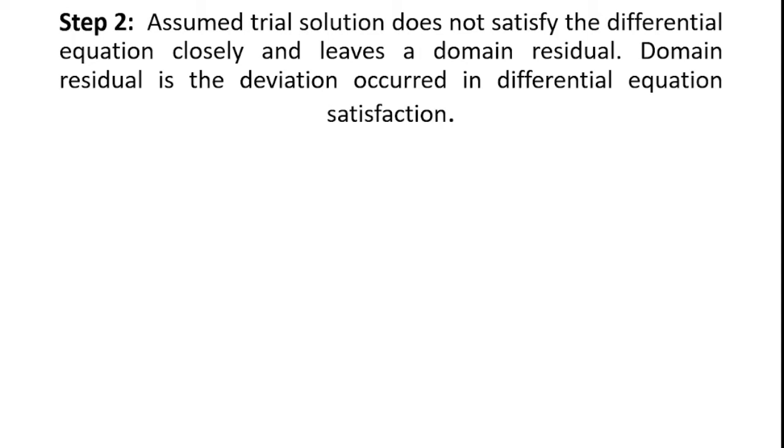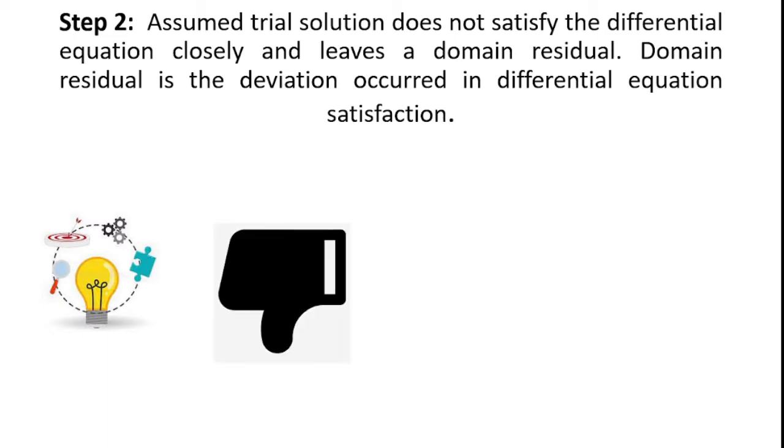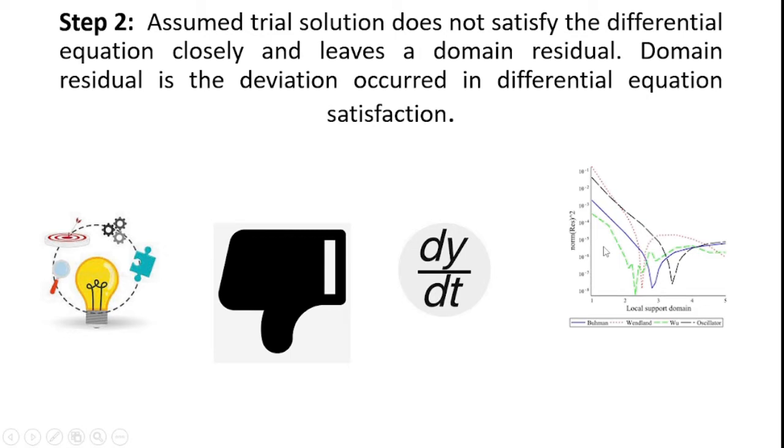Here I consider the word domain residual, which is the error available with our developed mathematical model of the finite element methodology. The domain residual is the deviation occurring in differential equation satisfaction. According to finite element methodology, the domain residual is the deviation between the developed mathematical model and the real-life problem. The assumed trial solution does not satisfy the differential equation exactly, only closely. Here you see a lot of graphs. The blue continuous line is the original line, but the other 3 lines deviate from it, so there are a lot of deviations. If the deviation is small, I can accept the solution, but if it deviates largely, I cannot accept the solution. These are the things I studied in step 2 of finite element methodology.